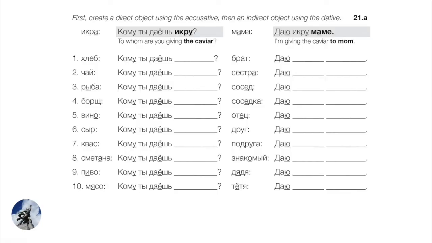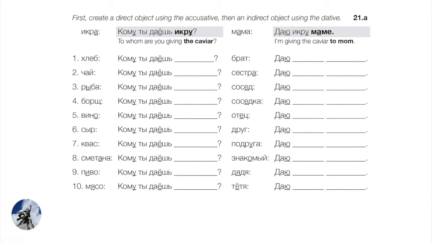Let's start out just contrasting accusatives and datives, right? That is direct objects and indirect objects. So if we look at the example, кому ты даёшь икру? To whom are you giving the caviar? Okay, so caviar is what's being given. That's the direct object. We're putting that in the accusative. Okay, the answer is я даю икру маме. Даю икру маме. Okay, mama is in the dative, right? We're giving the caviar, direct object, to mom, indirect object.